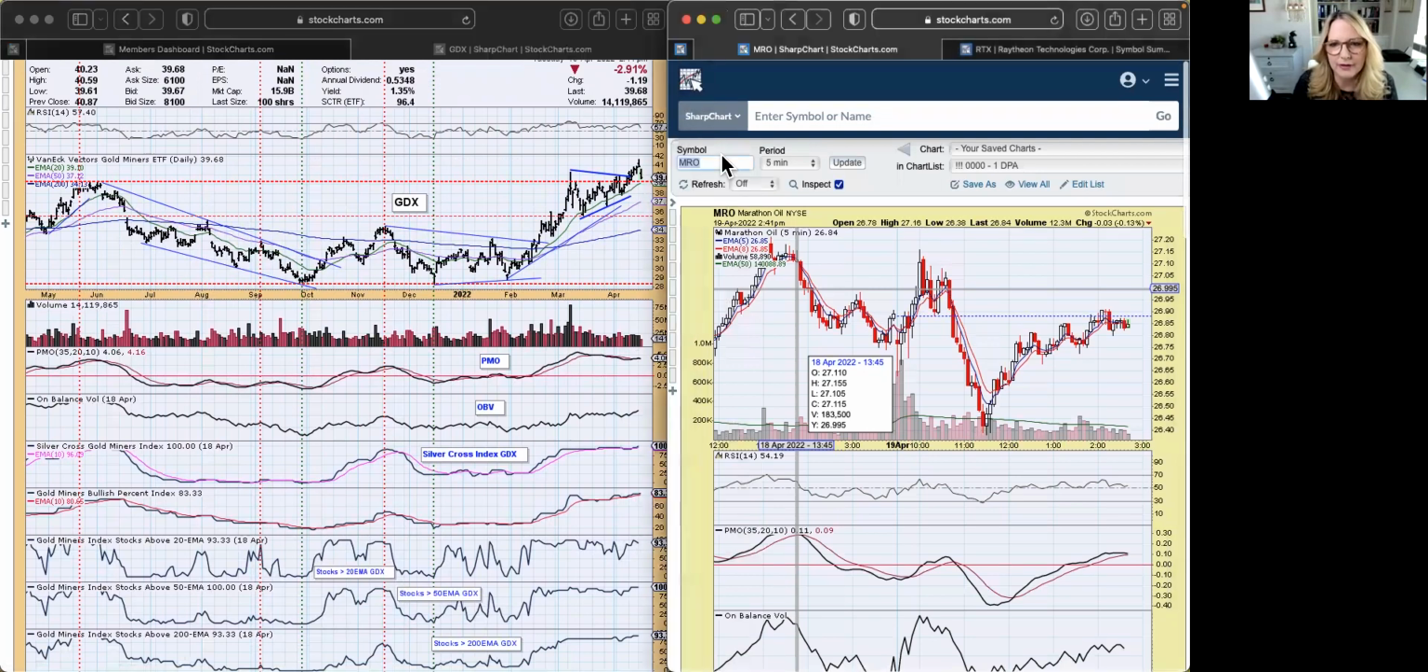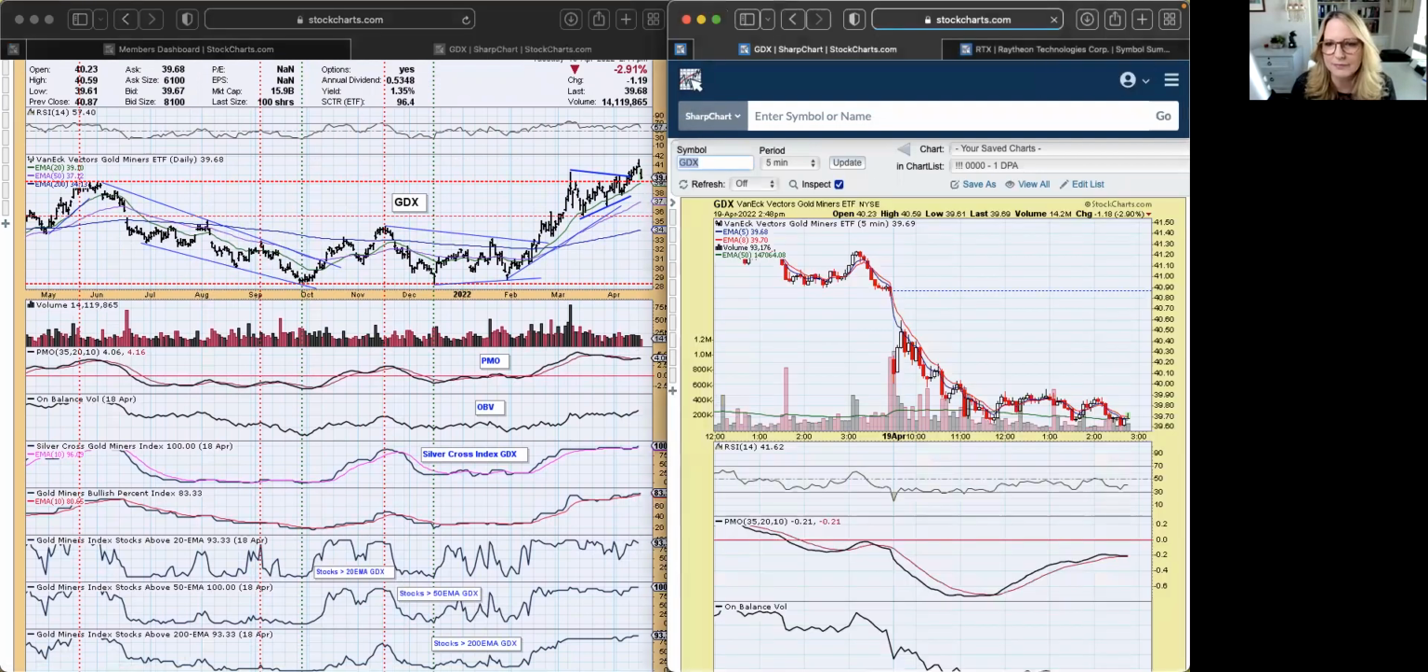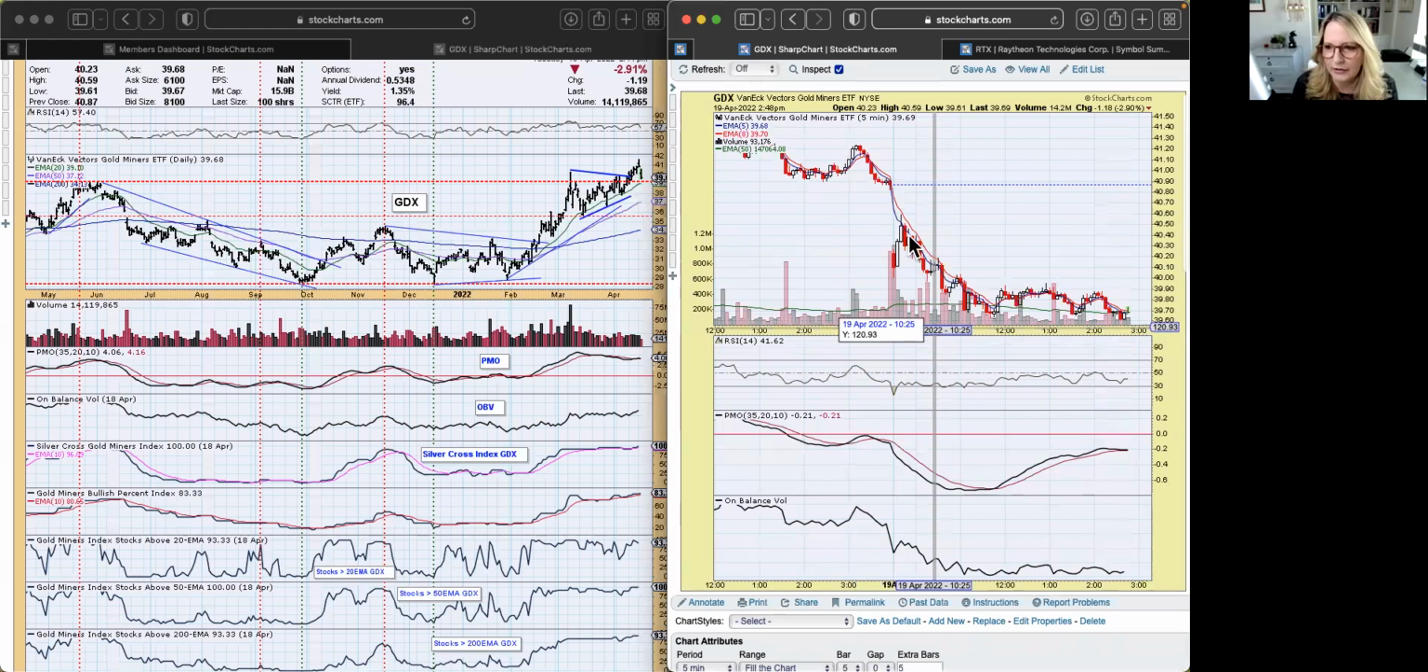But we'll look at our 5-minute really quickly on GDX. You can see the big decline started early in the morning. It's just now consolidating that decline, and it's holding support here at about 39.60. The buy point today really never came in. The RSI was positive for a brief moment, but I don't see really a point in time to buy this today, just because the RSI is staying negative.